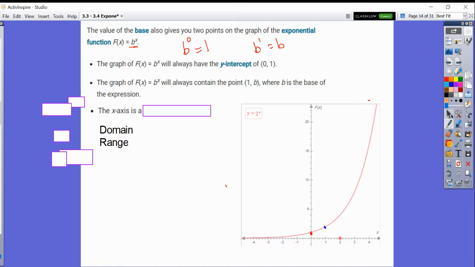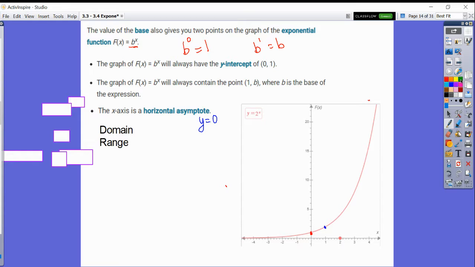And last of all, does anybody remember what this x-axis is called in relation to this graph? It comes on down, but gets closer and closer and closer and never touches it. So that is called a horizontal, in this case, asymptote. So we have a horizontal asymptote, which is the x-axis, or the line y equals 0, same thing.